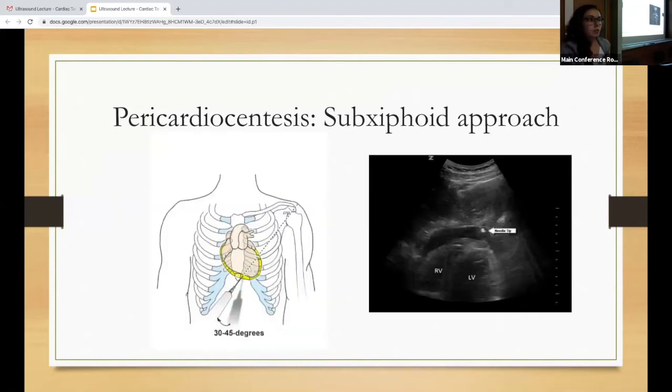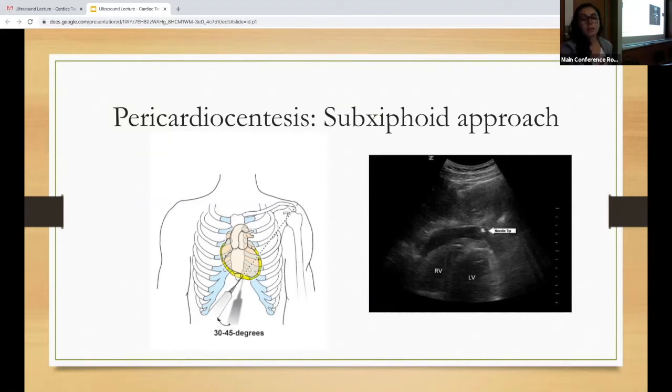I'm going to be talking about two approaches to pericardiocentesis, specifically the subxiphoid and the parasternal approach. The subxiphoid approach, many people know, is often done landmark guided, but you can also use a probe to assist you.